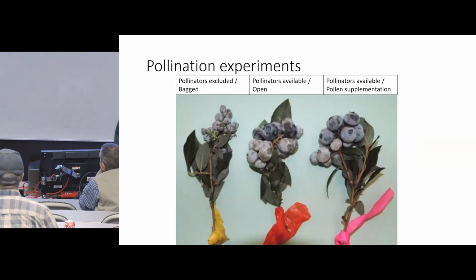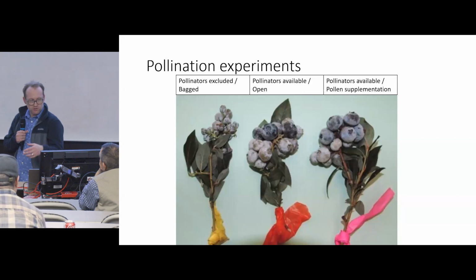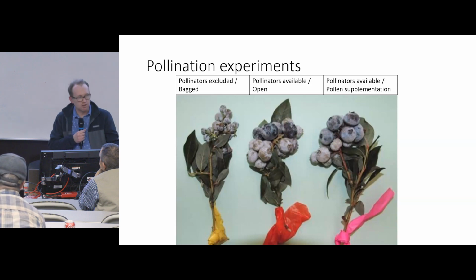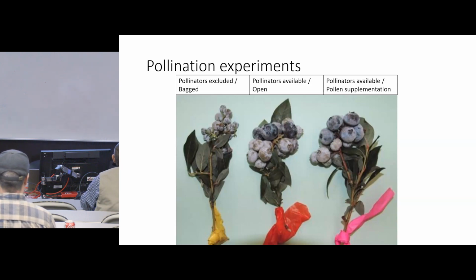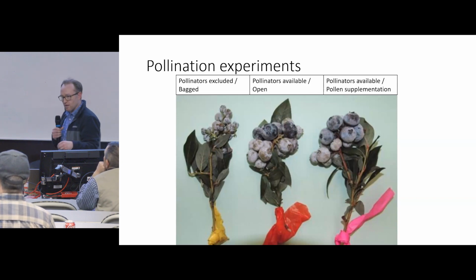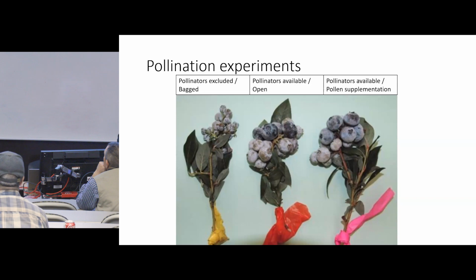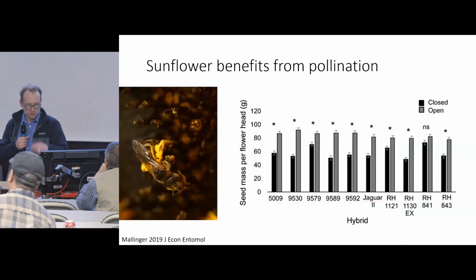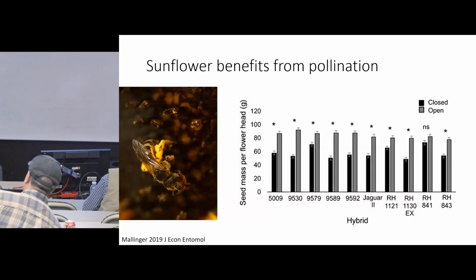One of the things that pollination biologists often do is pollination experiments. They often exclude pollinators by bagging flowers. This is a blueberry example, and that's on the left. In the center is your control, where flowers are available to pollinators, and you get blueberries as a result. The other thing that pollination biologists sometimes do is add additional pollen to those flowers manually, to see whether there's a deficit between what the native pollinators provide and what could be obtained if you had maximal pollination. I show this just to help you understand some of the graphs I'm going to show.